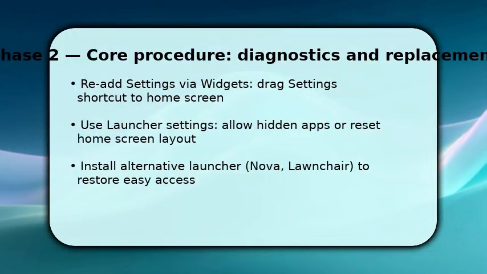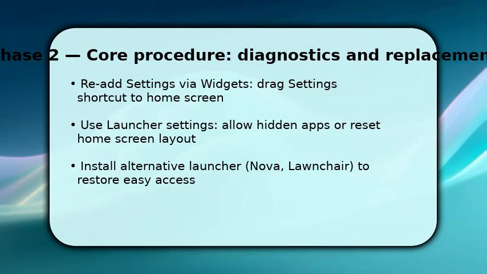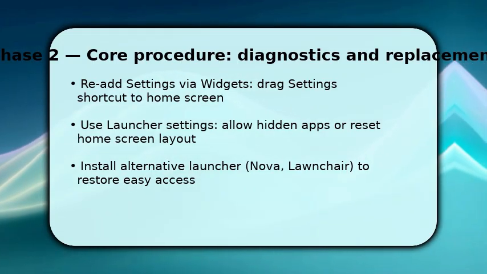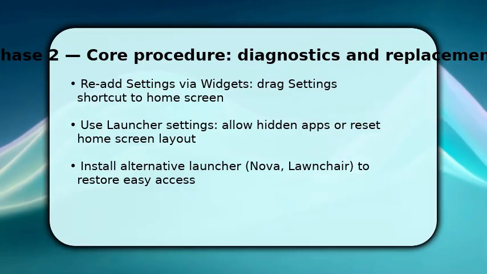You now recreate the icon. If Settings exists in App Info, use Widgets. Long press Home, choose Widgets, find Settings shortcut and drag to a home panel. Once done, check Launcher Settings.